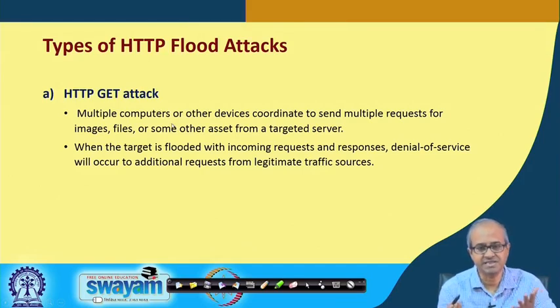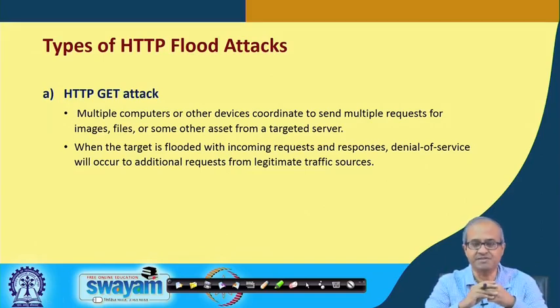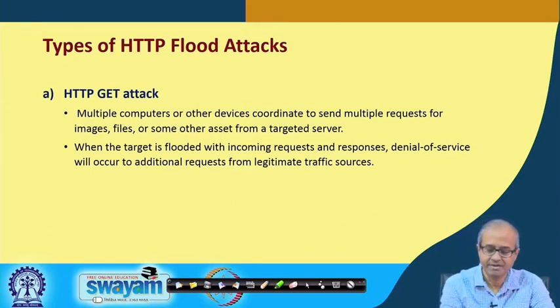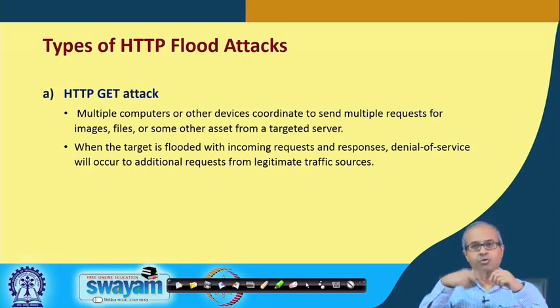Now, this GET attack is simpler. Multiple computers or other devices, just as it happens in distributed denial of service, coordinate among each other and send multiple GET requests to a web server. Let us say thousands of computers are sending requests to download some web pages. So, the web server will become very busy just returning those web pages to all the clients who are sending those requests. In this way, the target web server will become flooded with incoming requests, and denial of service can happen. Here also bots or botnets can be used to mount this kind of attack, because in a loop they will just be generating a large number of HTTP GET requests, thousands and millions of requests. So, the server will get flooded.